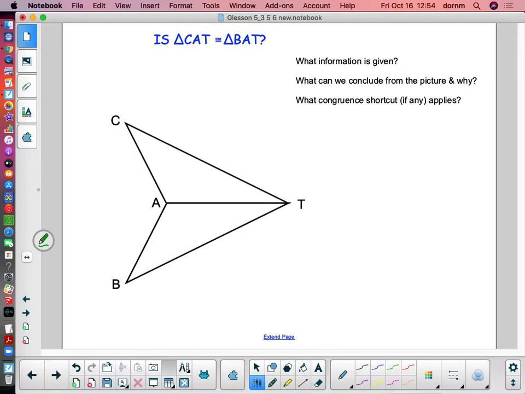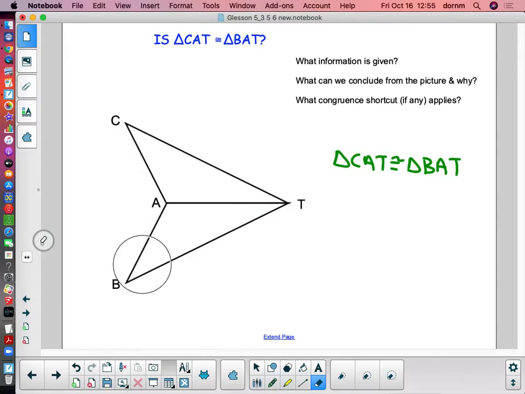So let's start with this. CA congruent to BA, and these two angles are congruent. Do I have congruent triangles? The answer here is yes, absolutely, because we have this shared side. This is side, angle, side. Side, angle, side. And triangle CAT is congruent to triangle BAT.